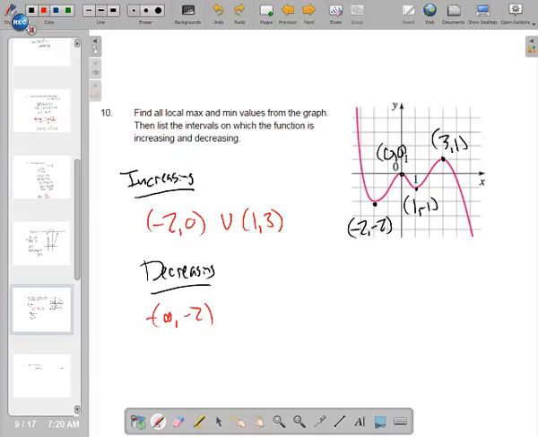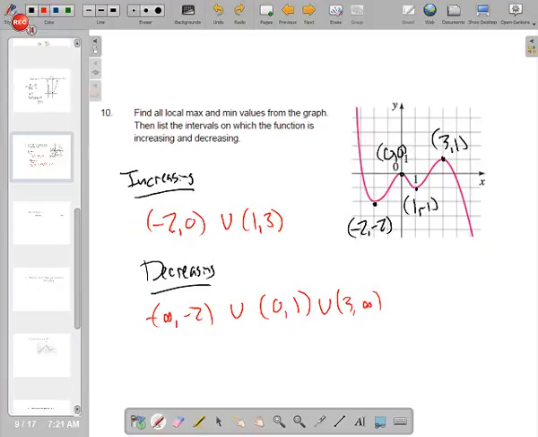The x coordinate is -2. And then it goes up. And then from 0 to 1, it's decreasing, and then the last interval of decreasing is from 3 down to infinity. So from 3 to infinity is my last interval of decreasing.